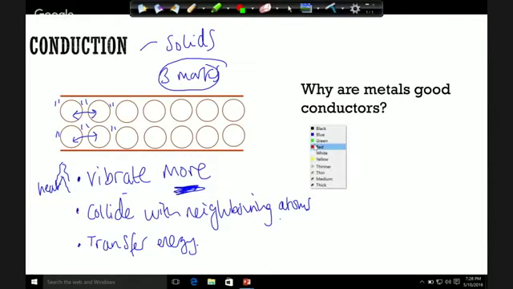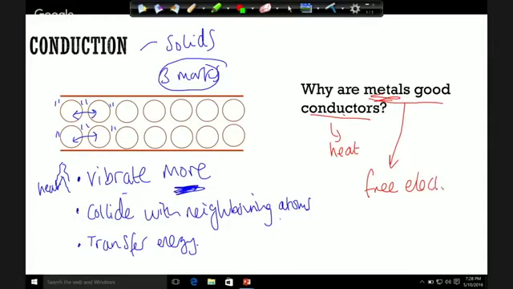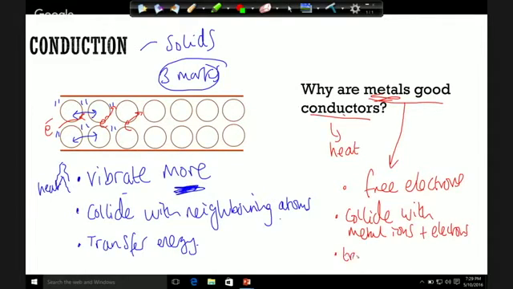Now, you need to know about why metals are particularly good conductors. Things that conduct heat well, metals are good at heat and electricity, but we're talking about heat here. Things that conduct heat well are metal objects, so anything made out of metal. And the reason is because metals have something called free electrons. So in terms of conduction, as well as the metal atoms vibrating more and transferring the energy on, you've also got these free electrons, which I'll just draw as E's, which are allowed to move through the metal. And these free electrons also collide with metal ions and other electrons, and they transfer the heat energy.